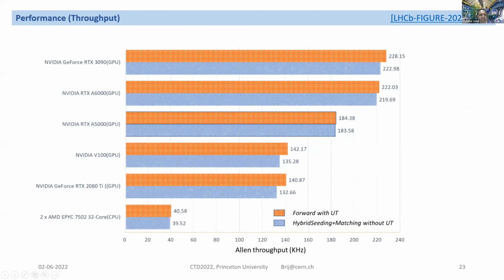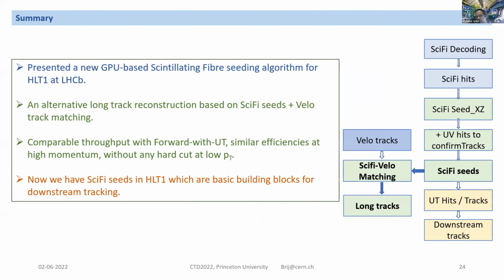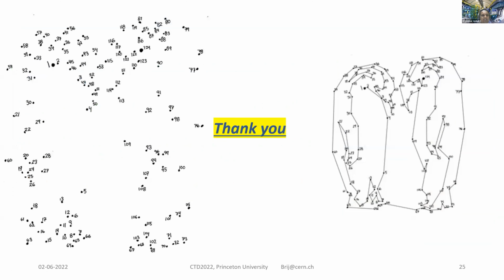So just to summarize, I have presented here a new GPU-based SciFi seeding algorithm for the HLT1 at LHCb. This is an alternative long track reconstruction based on SciFi seeds plus Velo track matching. We have comparable throughput with the forward with UT, similar efficiencies at high momentum without any hard cut at low PT. And now we have the SciFi seeds in the HLT1, which are basic building blocks for the downstream tracking, with very interesting physics use cases for many of our analyses. So this is my summary, and thank you very much.